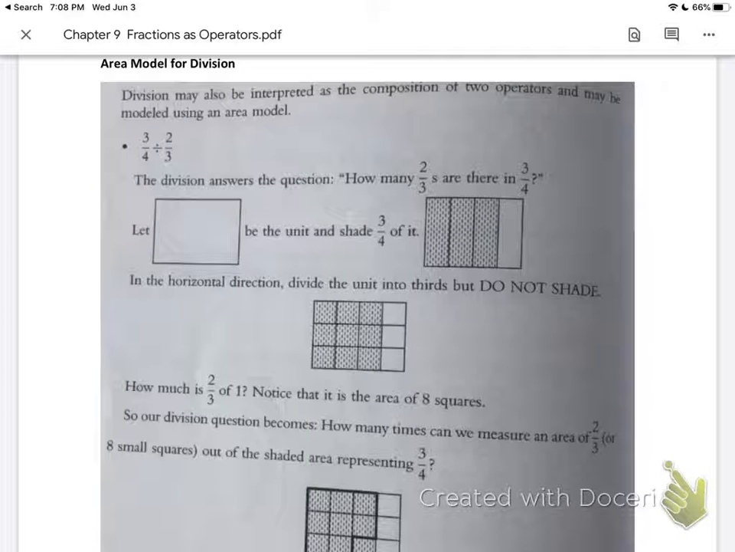Now you want to do an area model for division. So the previous one was the area model for multiplication. So here's division. Division may also be interpreted as the composition of 2 operators and may be modeled using an area model. So 3/4 divided by 2/3. So the division answers the question, how many 2/3 are there in 3/4? So here's your unit. First shade 3/4 of it. In the horizontal direction, divide the unit into thirds, but do not shade. Okay, we're not multiplying. Don't shade it.